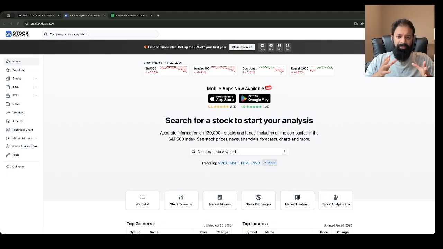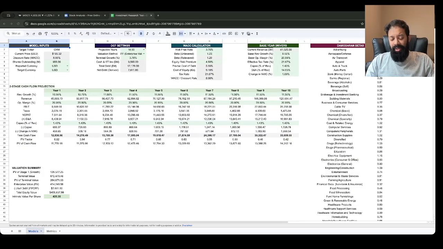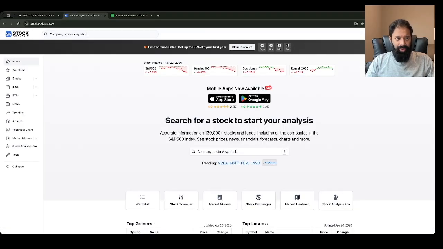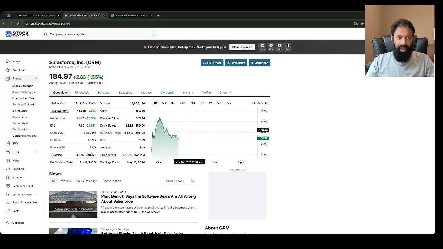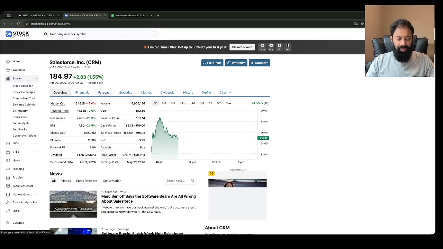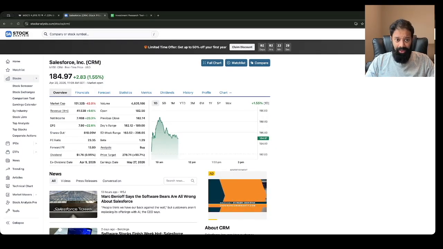But there are several features that I like in stockanalysis.com that make it different from Seeking Alpha or something else like Yahoo Finance or something like that. So first things first, I'm doing an analysis right now on CRM, Salesforce. So let's pull up Salesforce in stockanalysis.com. And here you can see the dashboard is very clean and easy to read. That's the first thing I like about stockanalysis.com.